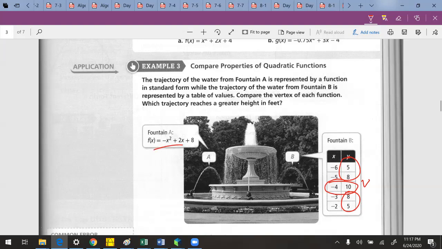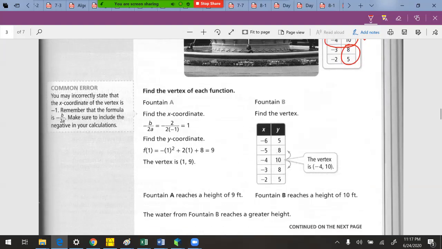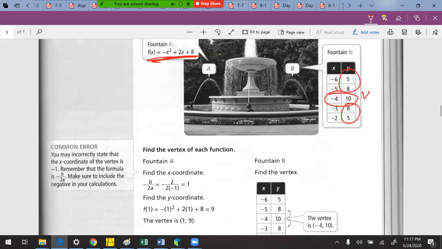Okay, we need to find the vertex of this. And how do we find the vertex? Well, again, we're going to use the negative b over 2a. Okay, we find the x value of the vertex. Negative b over 2a, our b is 2, our a is negative 1, it's 1. We plug it in to find the y value of the vertex, it's 9. So the vertex for this is 9, the vertex for this is 10. So the second fountain, or fountain B, is higher than the first fountain.